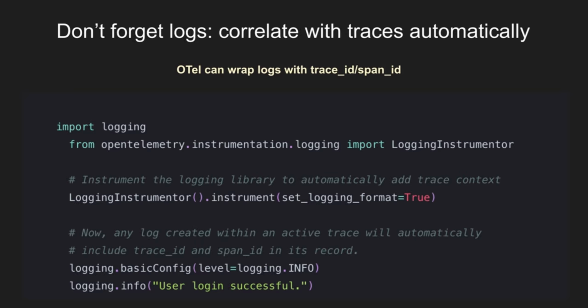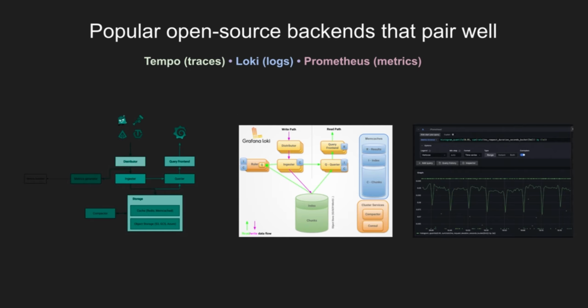And logs matter too. Historically, they live separate from traces, forcing manual cross-lookups. OpenTelemetry correlates them automatically by attaching trace ID and span ID to logs written inside an active span. With a one-line logging instrumenter .instrument in Python, log entries include that context, so from a trace in Jaeger or Tempo you can jump directly to the relevant logs. Metrics say something's wrong, traces show where, and logs basically explain why. And altogether, they complete the entire picture.